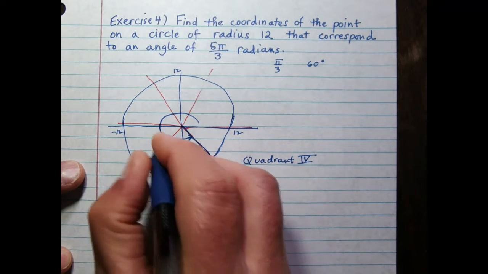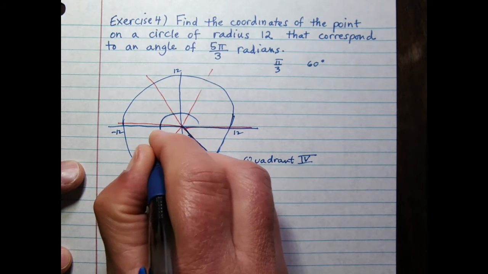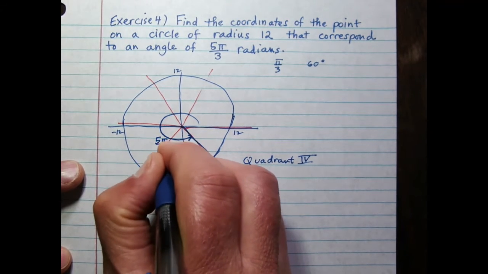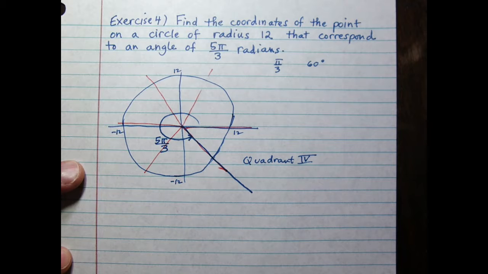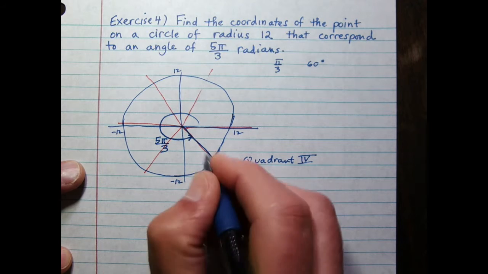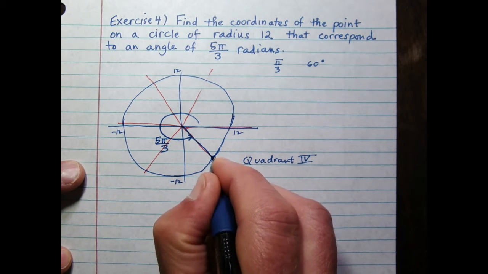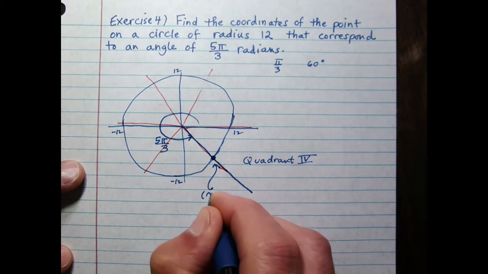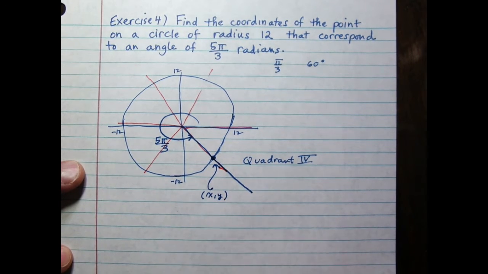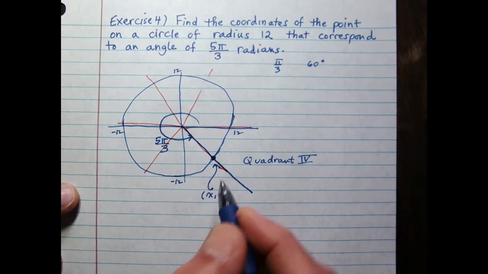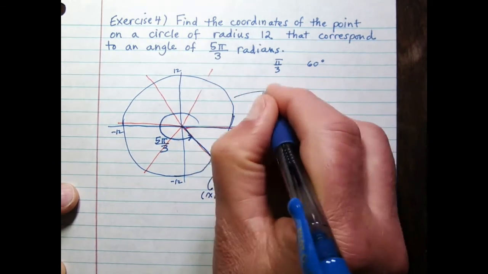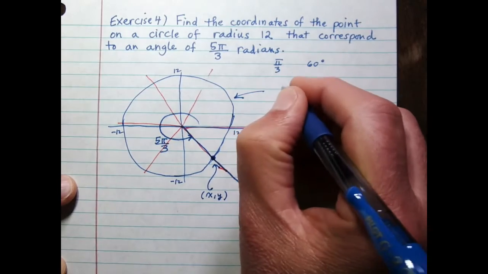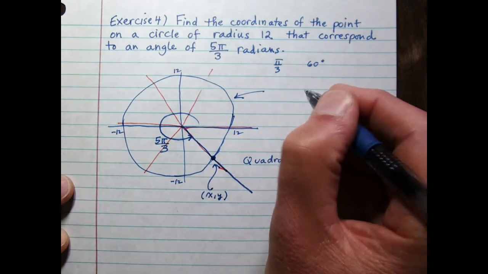And so here's our angle 5 pi over 3. So we're in quadrant 4, and even though my picture is a little lopsided, we're trying to find the x and y coordinates of that point of intersection. Now we know this circle has radius 12, right?